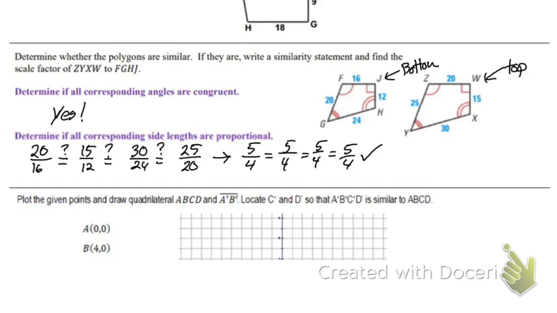So our similar statement is going to be, doesn't matter how you pick it, I'm just going to say ZYXW is similar to FGHJ, and the scale factor is going to be 5 over 4, and this matches the ZYXW being on top. That's why I picked it for here, so our scale factor will automatically be set up for us. Questions on that?